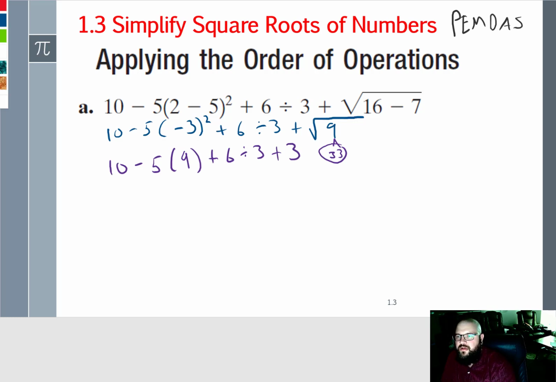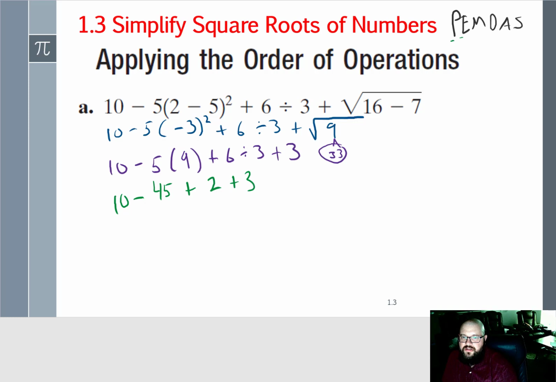Okay. Now, we've done parentheses, we've done exponents, now let's do multiplication. And we can do division too at the same time. Both those and get that knocked out. So we got 10 minus, and then 5 times 9 is what? 45. And then we've got plus, then we got 6 divided by 3, which is 2. And then plus 3.